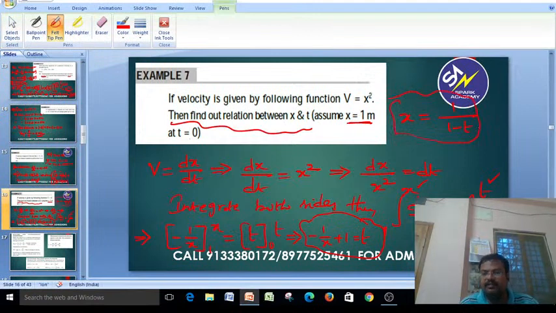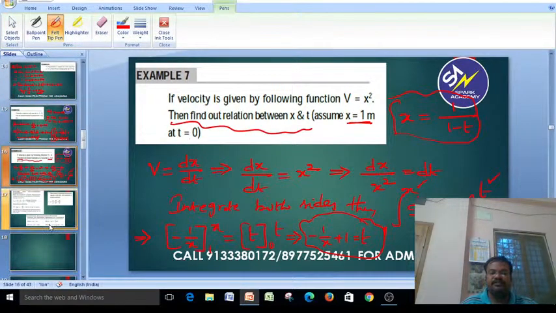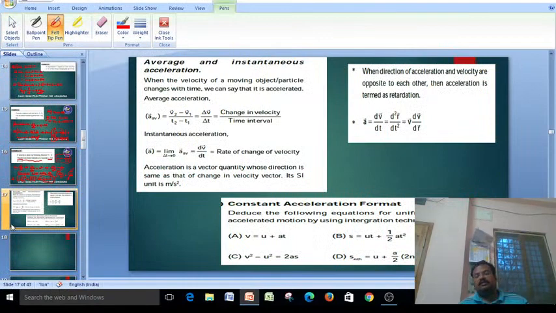You will get x is equal to 1 divided by 1 minus t here. Okay, so this is the content. These are the examples I discussed with you today based on the entire concept. Anyway, before finishing today's class, I will discuss another concept: average and instantaneous acceleration.